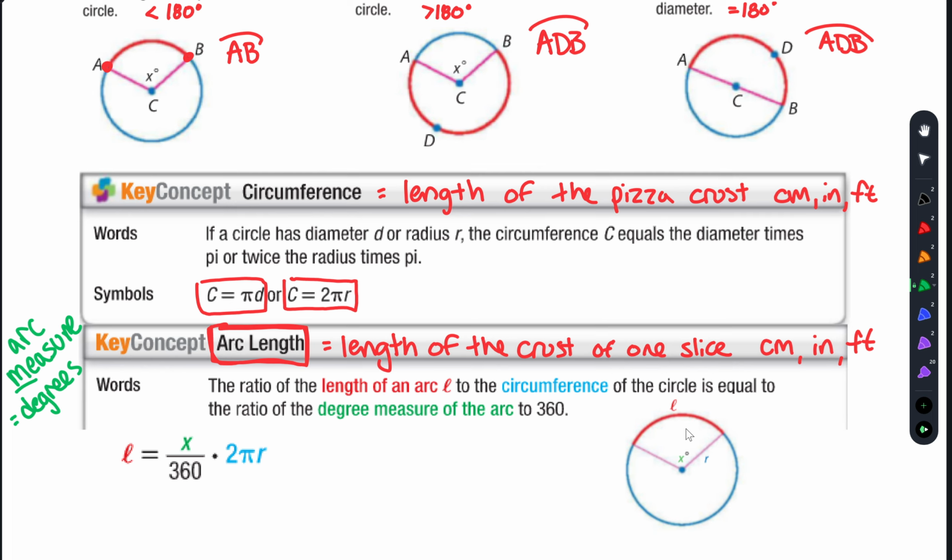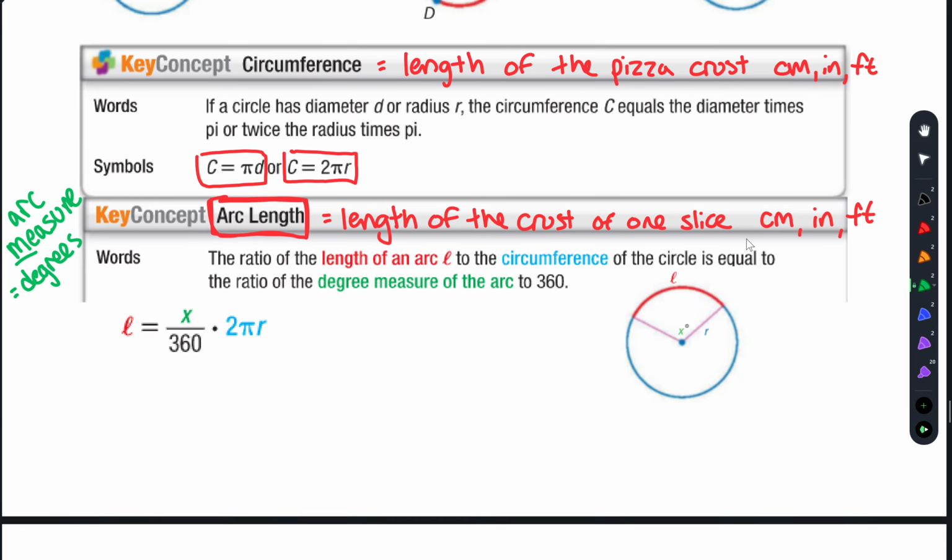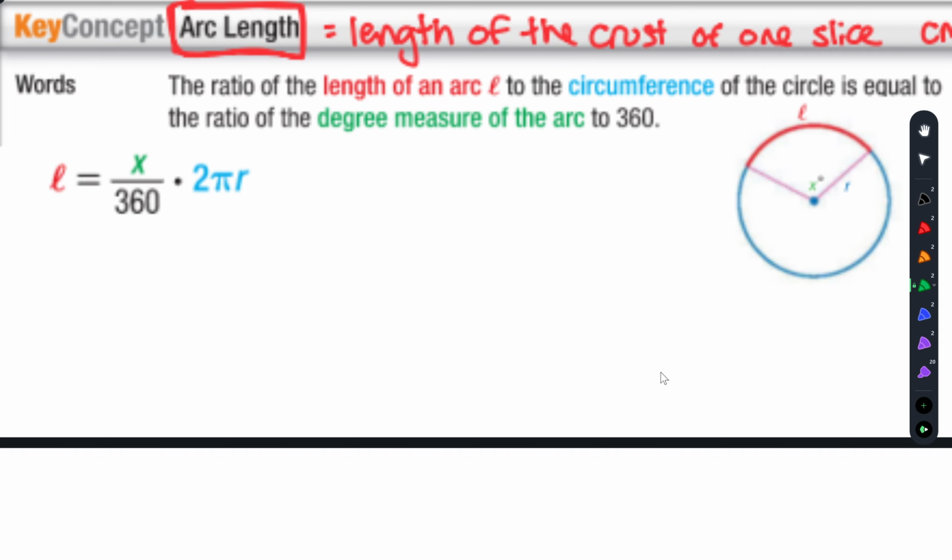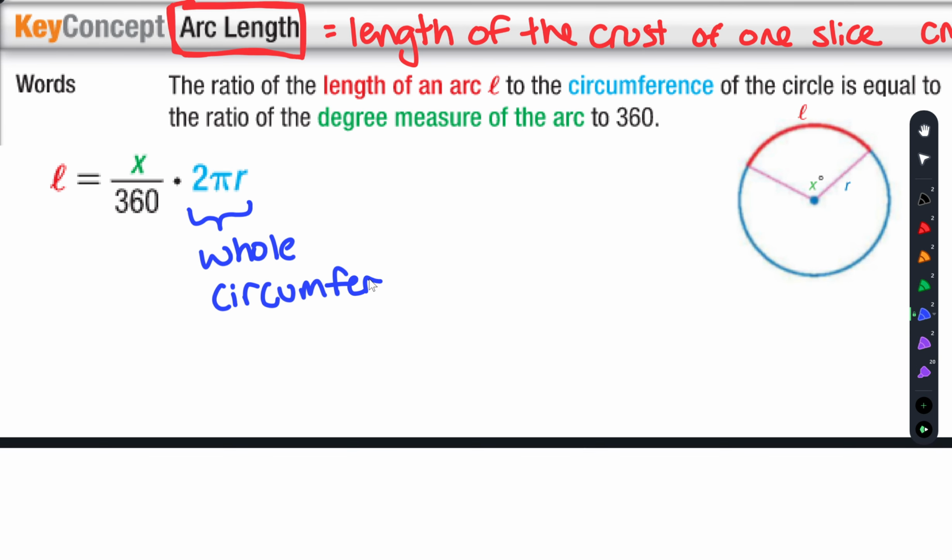Okay. For the formula, it's quite simple, actually. We take the circumference formula of one full circle, one full pizza, and then we're going to multiply it by whatever fraction or whatever portion of my pizza I'm looking at. So let's take a look at this example here. 2 pi r represents the whole circumference. And then, x out of 360 tells me what portion of the whole circle it is.